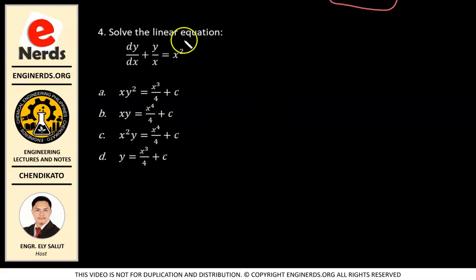Now we have to solve the linear equation. We have dy over dx plus y over x is equal to x squared. The first thing we have to do is identify our p and our q. Those are the two things we will identify. Let's identify our p first. Our p here, since we have y here, will be 1 over x.